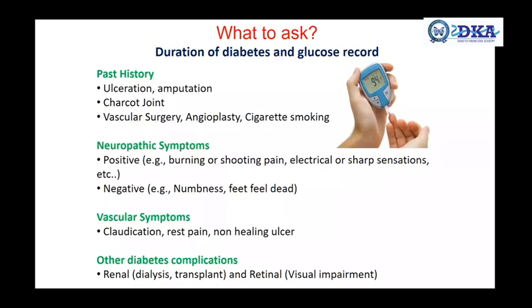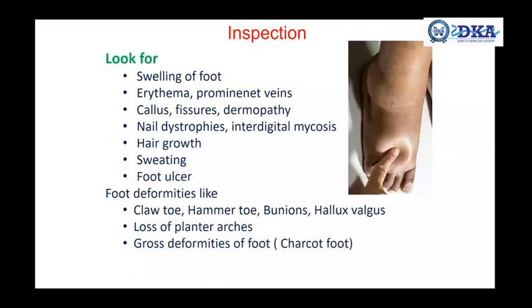Next, inspection. The brain doesn't know what the eye doesn't see. So we have to look for any swelling of the feet, whether the patient has unilateral or bilateral swelling. Apart from that, any change in color, erythema, or any prominent veins has to be noted. The presence of calluses, fissures, dermatopathy, nail dystrophies, and interdigital fungal infection or mycosis has to be noted. And the distribution of hair is also very important.